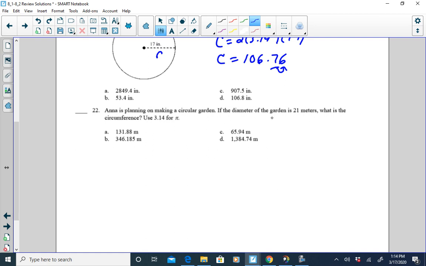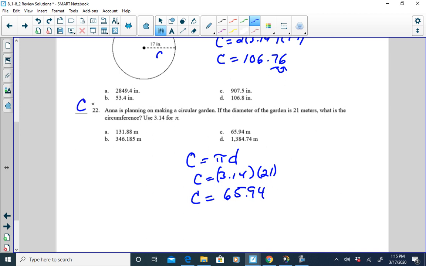If the diameter of the garden is 21 meters, what's the circumference? Circumference is pi times diameter. Circumference is going to be 3.14 times the diameter, which is 21. So 3.14 times 21, you could use your calculator for that. 3.14 times 21 is going to be equal to 65.94, and that would be answer C.